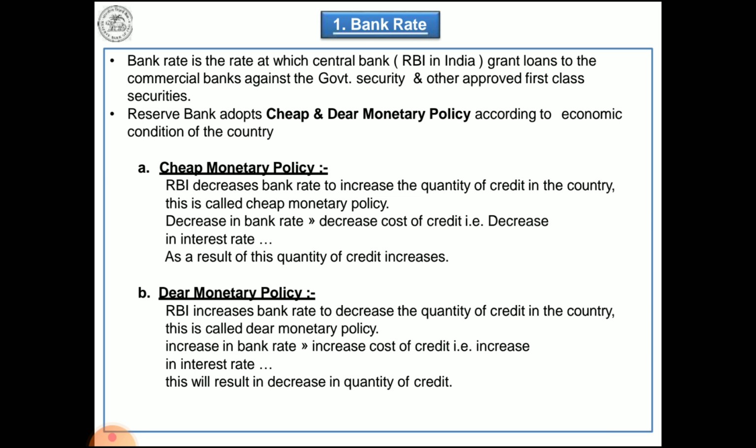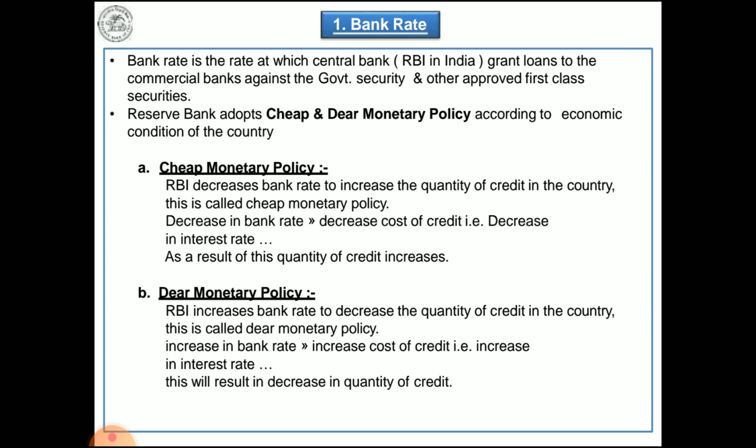So now under bank rate, if you see cheap monetary policy and dear monetary policy, there are two things they can do. Cheap monetary policy is when RBI decreases the bank rate to increase the quantity of credit in the country. This is called cheap monetary policy. What RBI does is decrease the bank rate. Suppose the bank rate was 15%, now the bank rate is reduced to 13%. If the bank rate is reduced, that means there will be an increase in the quantity of credit in the country, right?